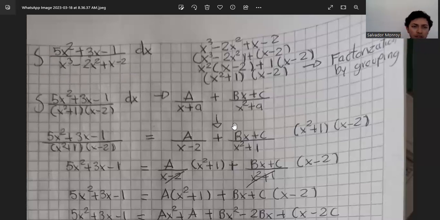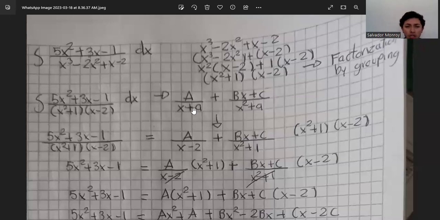First, we need to simplify the denominator into small binomials or small expressions. What I did here is factorize by grouping, and I have two binomials. One is a quadratic binomial, and the other one is a linear binomial. After that, we need to find a numerator for those expressions. For the linear binomial, we need to find only one coefficient, which is going to be the numerator.